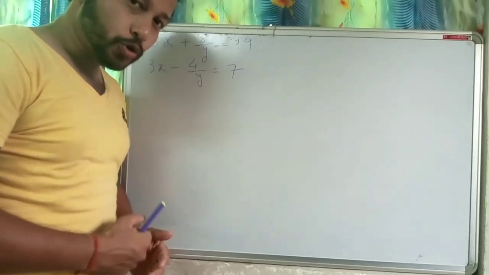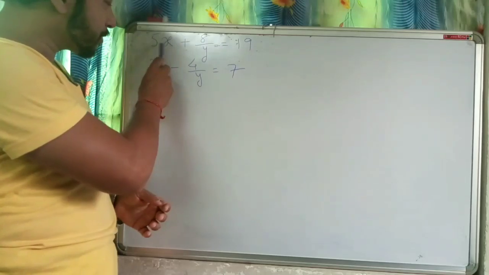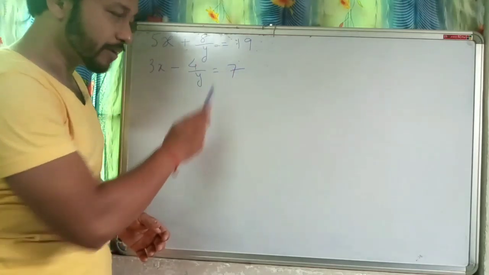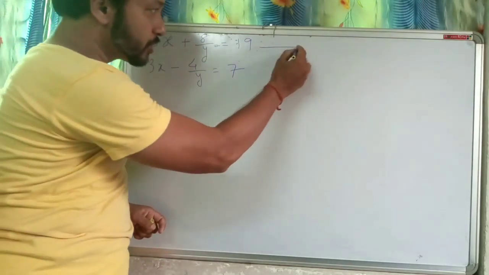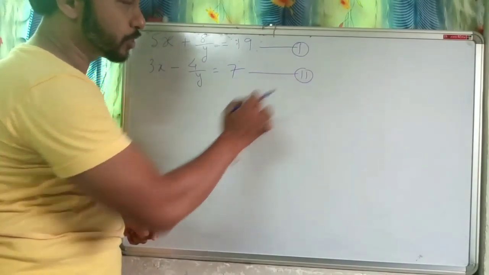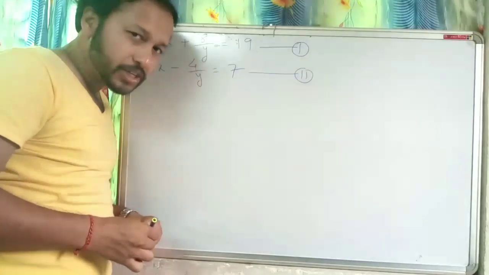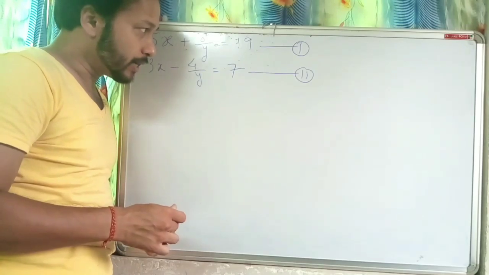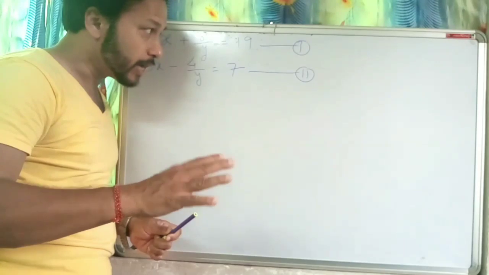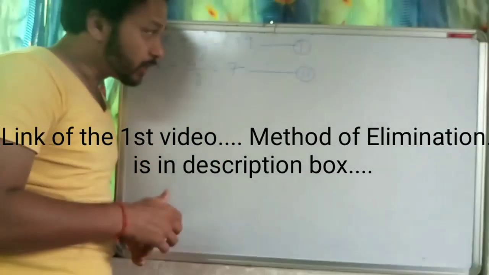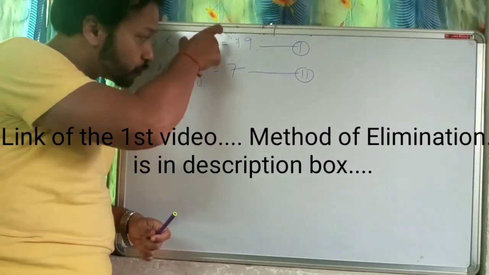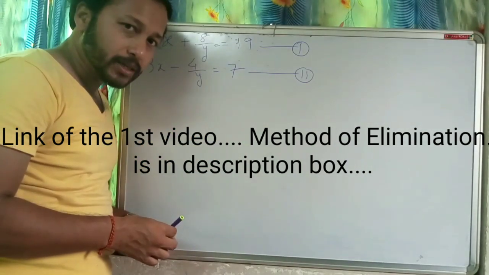I have already written a question. 5x plus 8y equal to 19, 3x minus 4y equal to 7. This is my first equation and this is my second equation. Equation number 1, equation number 2. If you remember this elimination method, and before that I want to tell you that if you do not know the elimination method, then go through the first video and then come to this video to see the actual method. Let's see.